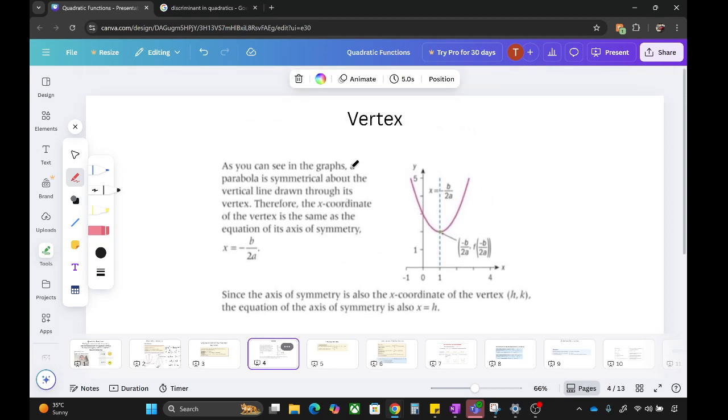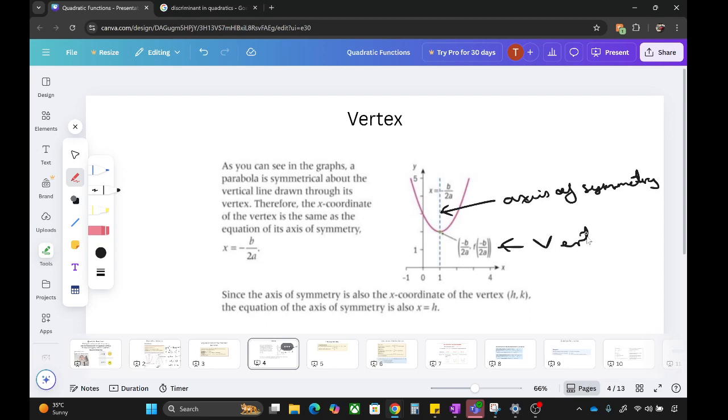As you can see in the graph, a parabola is symmetrical about a vertical line drawn through its vertex. So this vertical line over here is what it's representing. This vertical line is your axis of symmetry for your parabola. That is a terrible line, sorry about that. So this is your axis of symmetry, about your parabola. And this axis of symmetry goes through something called the vertex.